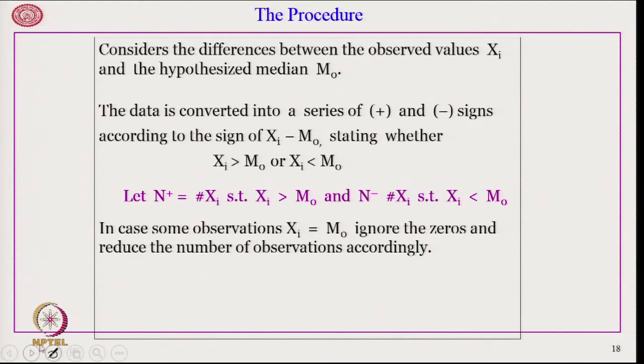So, what we do here in the one sample sign test is the following. It considers the differences between the observed values x i and the hypothesized median m naught. What does it mean? Suppose these are my observed values and suppose this is my hypothesized value m naught. We want to see with respect to m naught how the observed values are distributed. In order to test that, the data is converted into a series of plus and minus signs according to the sign of x i minus m naught, stating whether x i is greater than m naught or x i is less than m naught.